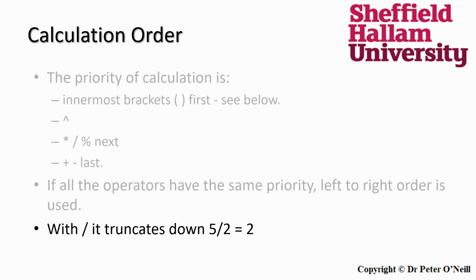With division, it truncates down if you're using integers. So 5 divided by 2 would equal 2, not 2.5.